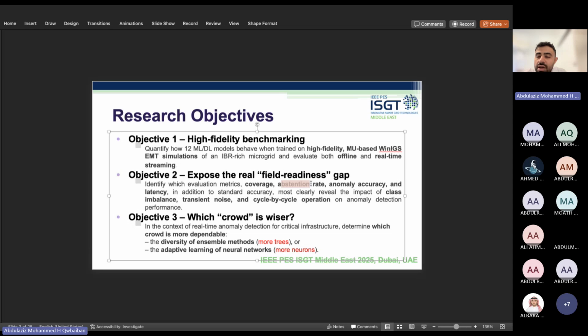Abstention rate is when the machine learning classifier gives you a null answer. It cannot decide. Or anomaly accuracy and latency, تأخر. How much time until we know if there is an issue in our data, the voltage or current. And which crowd is wiser? Should we use trees, more complicated, ولا use more neurons في neural network?